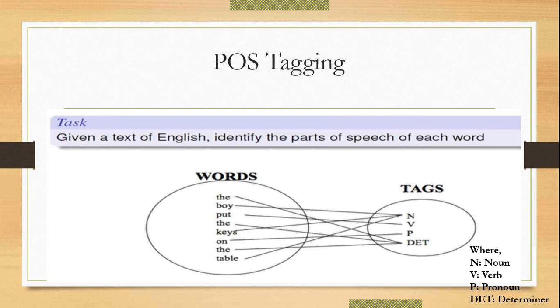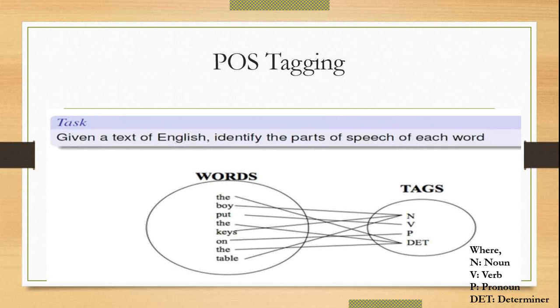In tagging we have to identify the part of speech of each word. POS is nothing but the part of speech. POS is called part of speech. So let us consider these are the words: The boy put the keys on the table. So this is a simple sentence.